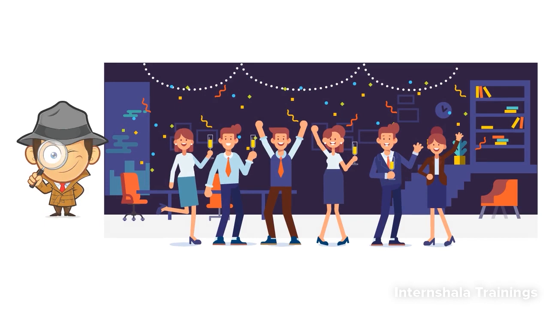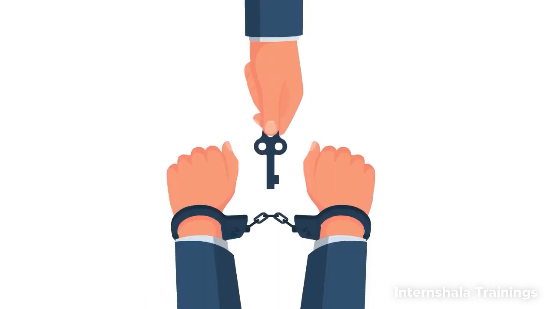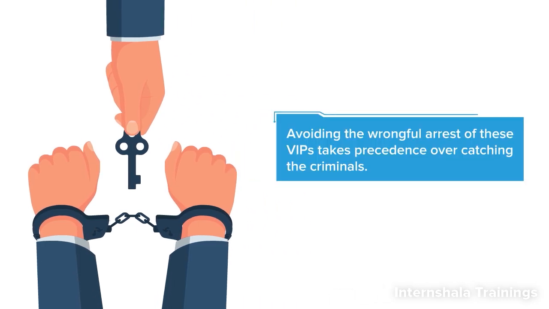In this example, consider that you are a detective tasked with catching a group of criminals. And you know that those criminals are attending a party full of important people. As you can imagine, wrongly declaring any of these important people as criminals can have dire consequences for your agency. So as a detective, you can only arrest the criminals. To be perfectly clear, avoiding the wrongful arrest of these VIPs takes precedence over catching the criminals.